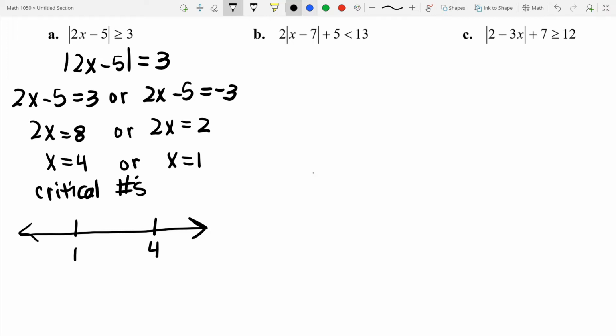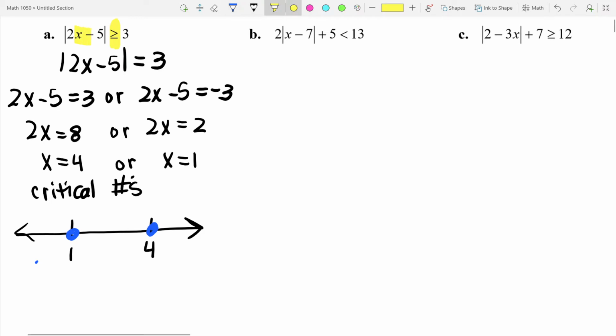Now, everybody in the room, talk to me. Are my circles going to be open or are they going to be closed? They're going to be closed because look at that original, right? So come back over here and make your circles closed. Okay, now what you have to do is test. So if I chose a number over here, like maybe a 0, and plugged a 0 in here, 2 times 0 is a 0. 0 minus 5 is a negative 5. The absolute value of negative 5 is a 5.